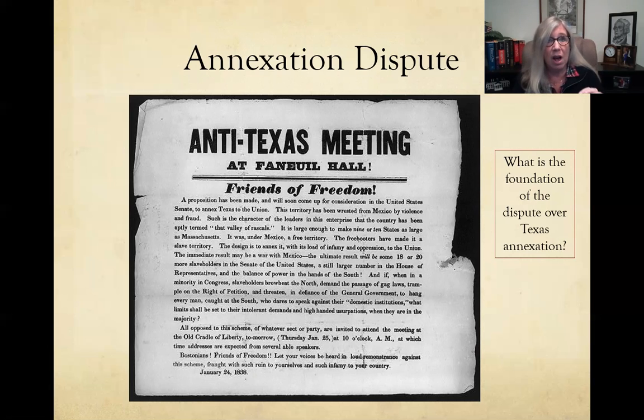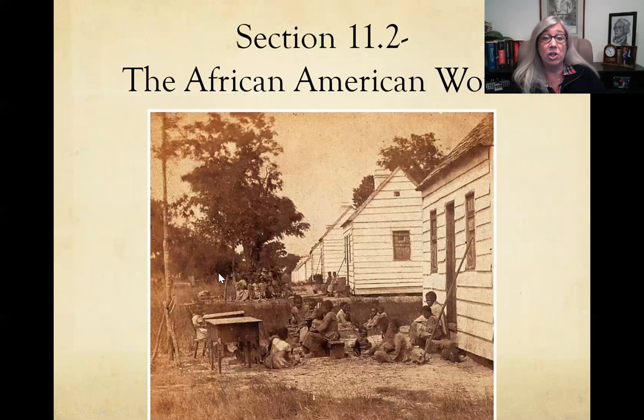So the situation of expanding the border of the United States becomes about slavery's expansion and what that does to the political balance of power. So this is a really controversial issue. All right, so let's look at slavery a little more closely.